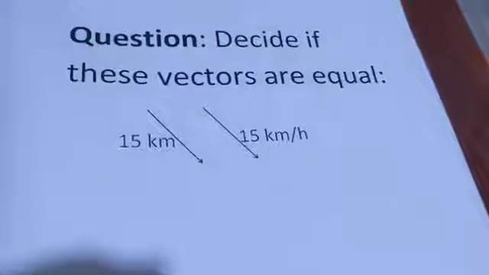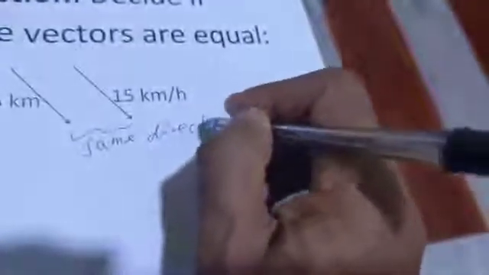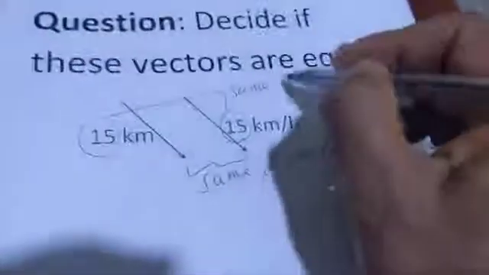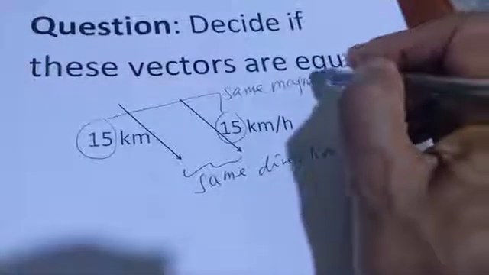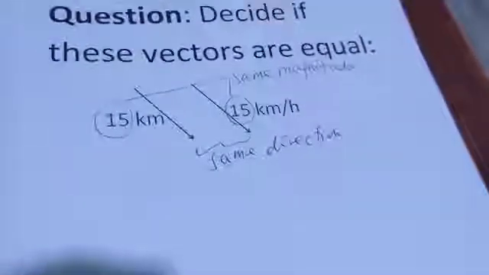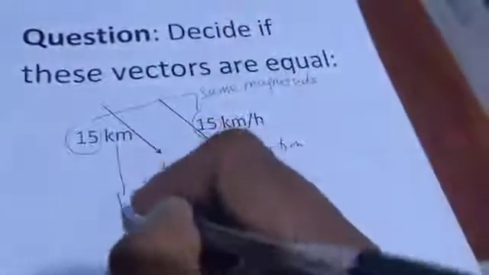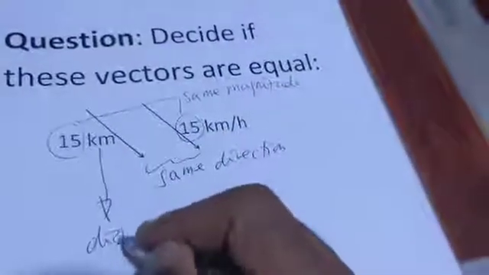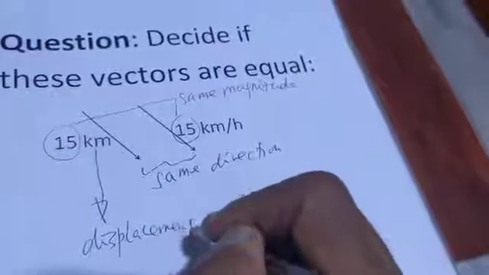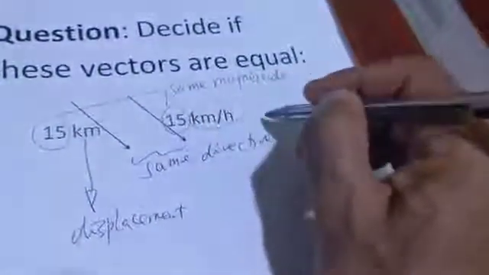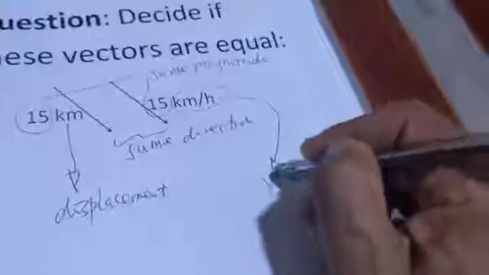Decide if these vectors are equal. Now here, you can see both are showing the same direction. True. You can see here, same magnitude. What is the difference? The difference here is that this is a displacement vector, but this one is a velocity vector.